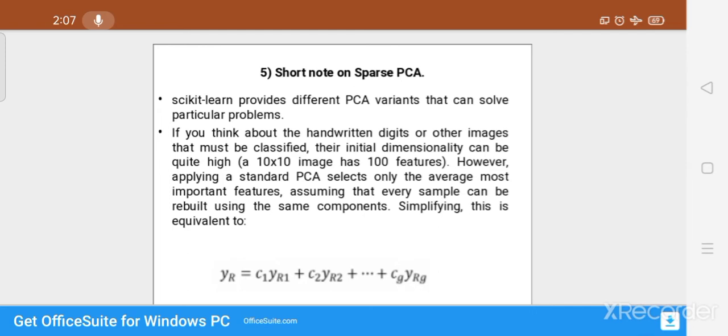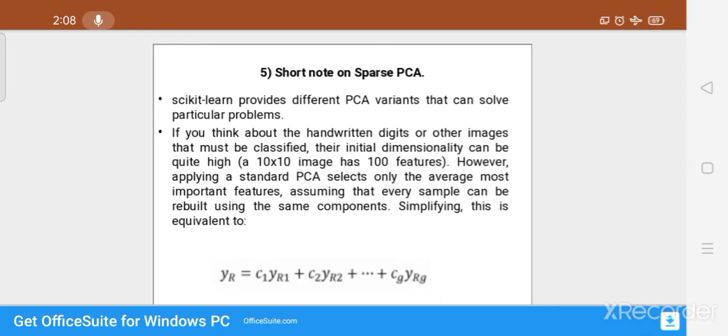As we know, scikit-learn, the Python library, provides different PCA variants that can solve particular problems. Sparse PCA comes into the picture when we think about handwritten digits or images that must be classified. If you want to classify handwritten digits or images, then sparse PCA comes into the picture, because their initial dimensionality can be quite high.